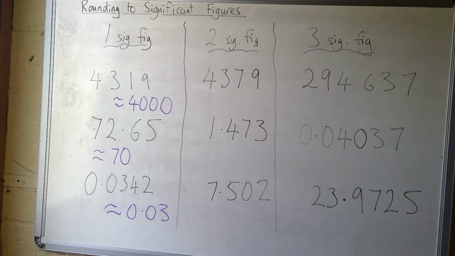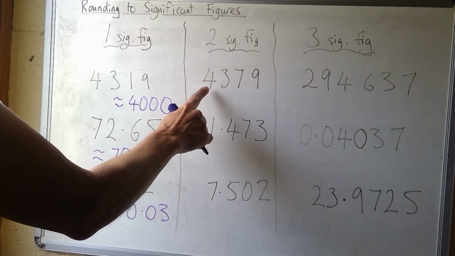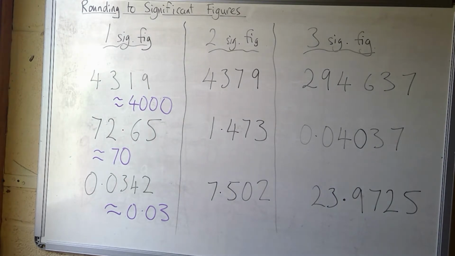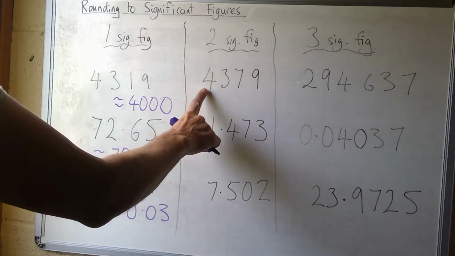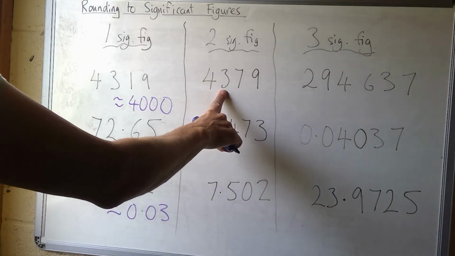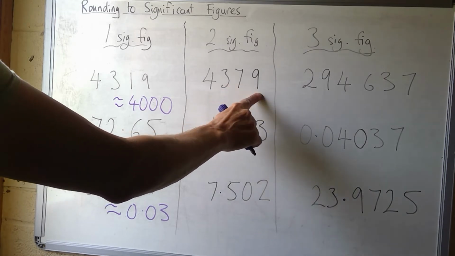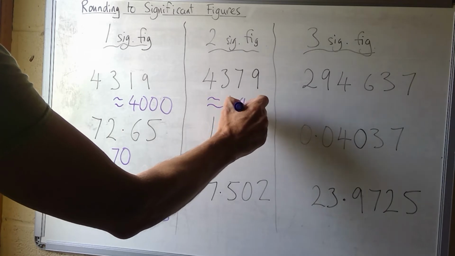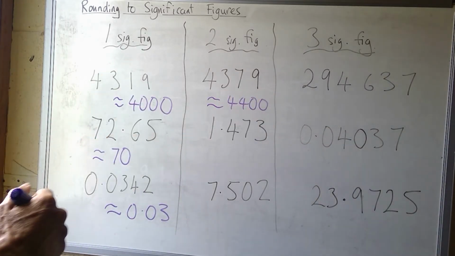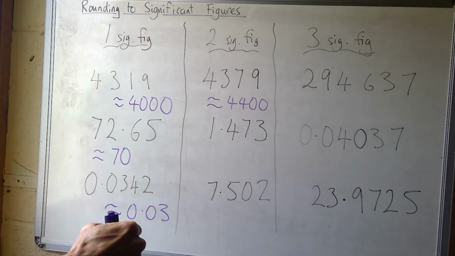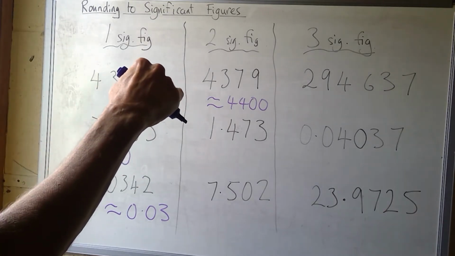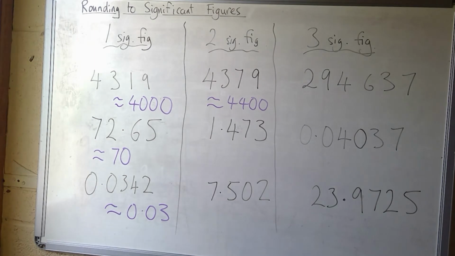Two significant figures work in the same way, except this time we round it to the second significant figure, so we have a slightly higher degree of accuracy. So this one, the second significant figure is in the hundreds column, so it's like rounding to the nearest 100, so that's going to be 4,400. The rules of rounding still apply. If the next digit is 5 or above, it will round up.